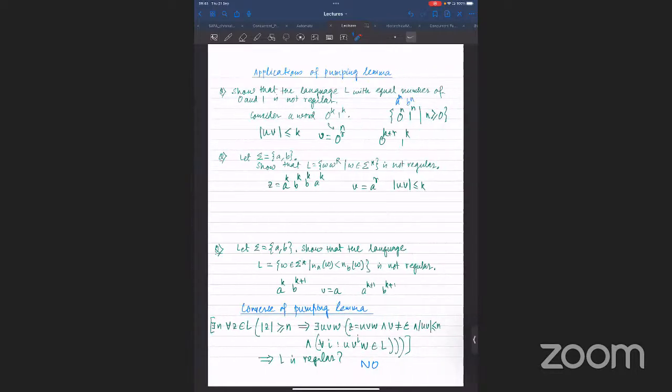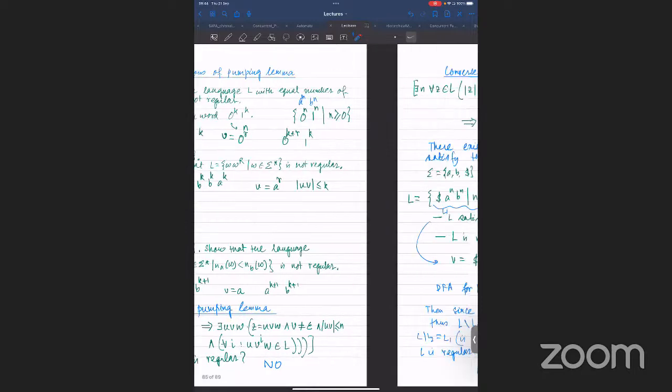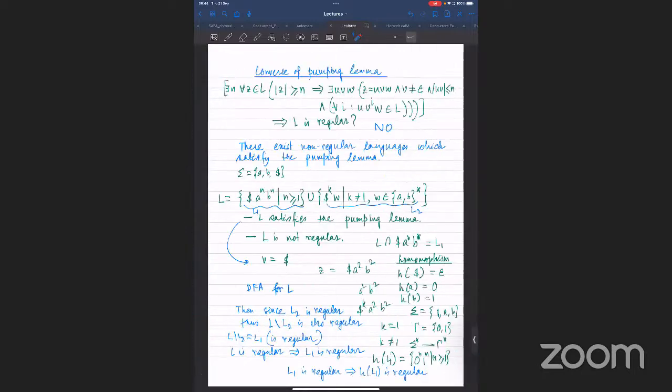And then we also looked at the converse of the pumping lemma. So what does the pumping lemma say? The pumping lemma says that if L is regular, then you can do the pumping. Now we ask: if you can do the pumping, is L regular? We saw that the answer is negative, right? If you can indeed pump, it's not necessary that L has to be regular. It is possible that L is not regular, and we saw an example, correct? In fact, we saw this particular example where L is not regular, right?